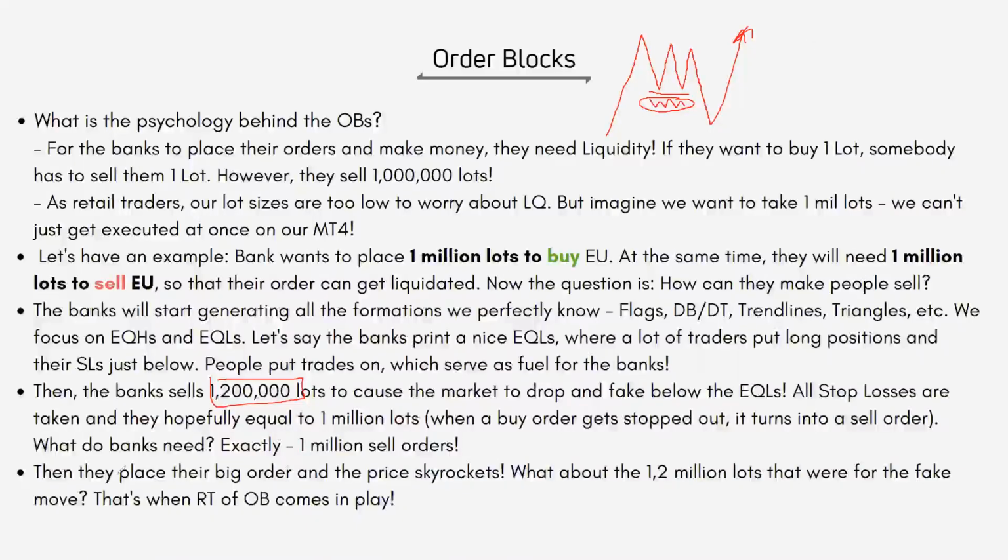So let's see, what do we have? What do the banks need? Exactly 1 million sell orders. All stop losses are taken out. They hopefully equal to 1 million lots. When a buy order gets stopped out, it turns into a sell order. I already explained that. And exactly. Then they place their big order, all right? And the price skyrockets. However, what about those million lots right there that they sold? Remember? Those ones right there. Those are like the creation of the fake move. And basically, this is lots that they're staying in drawdown.